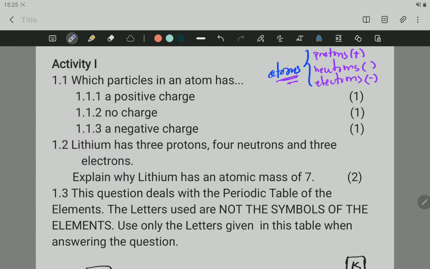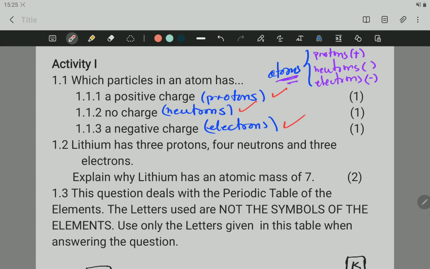What particle in an atom has a positive charge? That will be the protons. Which particle in an atom has no charge? Neutrons. And which particle in an atom has a negative charge? Electrons. Alright, so that is the first answer for this question, and if you do it correctly, then you will always get 3 marks. 1 mark for saying protons, 1 mark for saying neutrons, 1 mark for saying electrons.